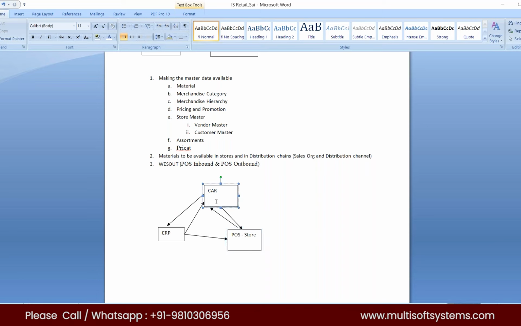So these are all linked together always, so that the POS system always sends its real-time information to the CAR system. The CAR system understands the information that is being sent from POS, and then it evaluates and sends only the required information to the ERP system. That's why, in order to have a real-time ability, CAR is being introduced.